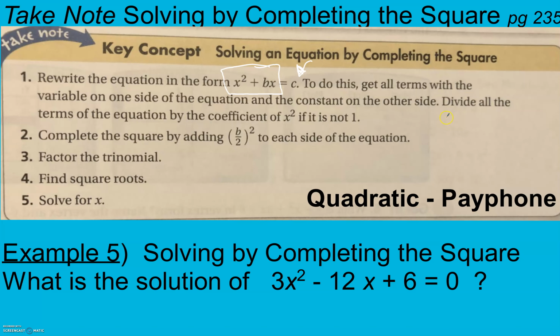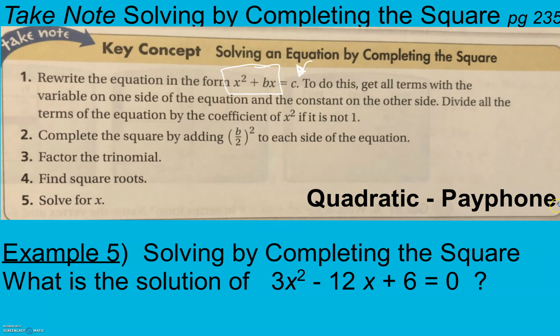And if we have a coefficient other than 1 on x squared, we have to divide every term in the equation by that coefficient. Again, we want it to be x squared plus bx plus c. Then we're going to complete the square by adding (b divided by 2) squared to both sides of the equation. We'll factor it into the binomial square. We get rid of our square by taking square roots, and then we solve for x.